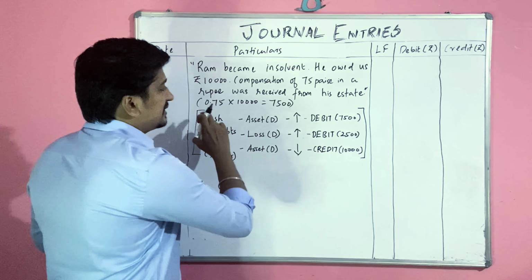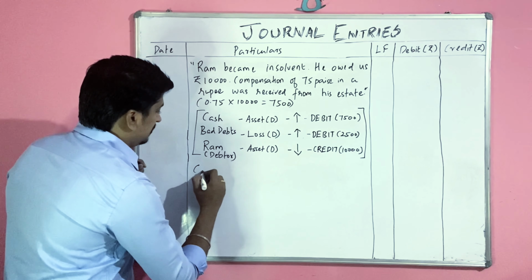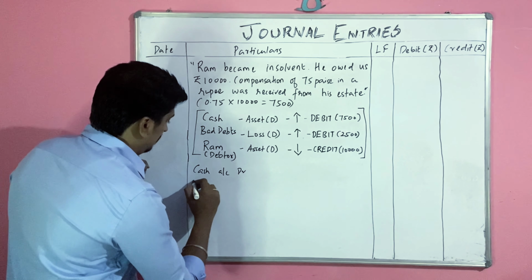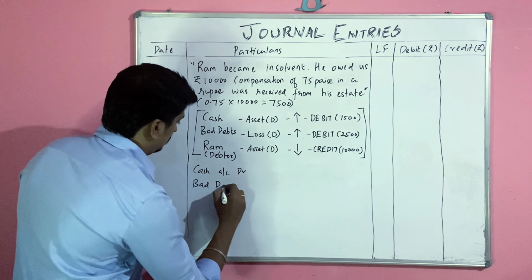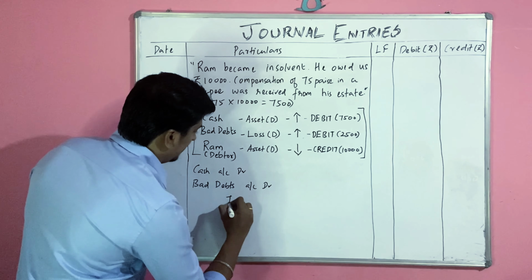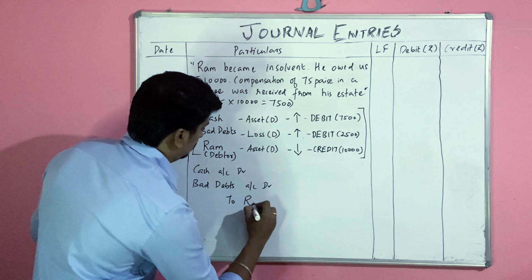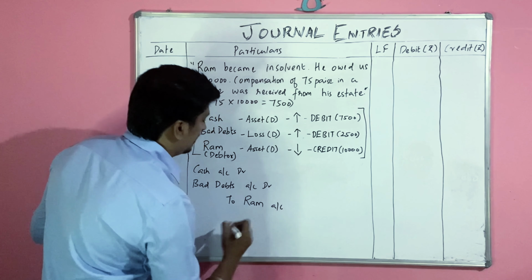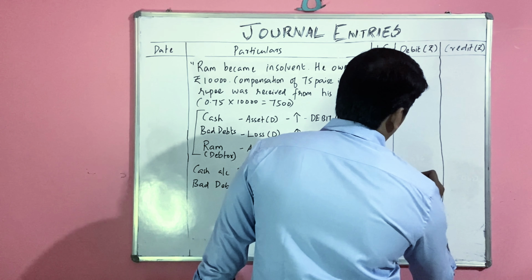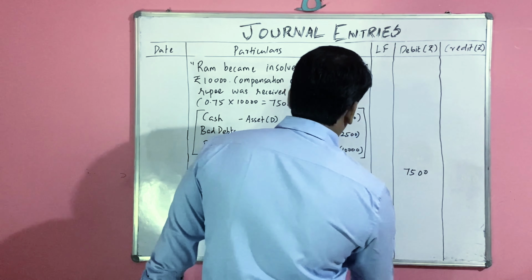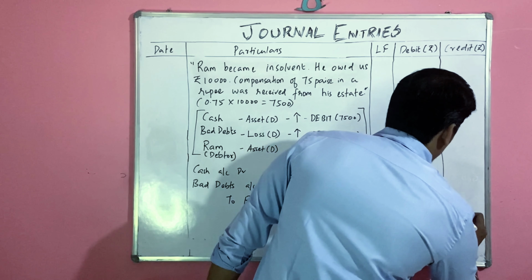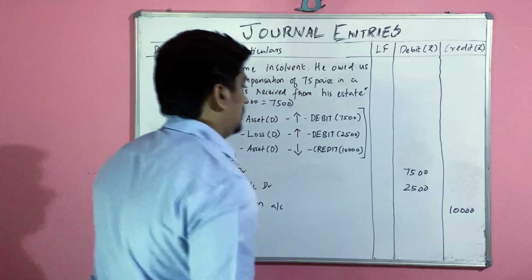Okay, let's write the debit accounts first. That is, cash account debit, bad debts account debit, to Ram account. 7,500, 2,500, 10,000.